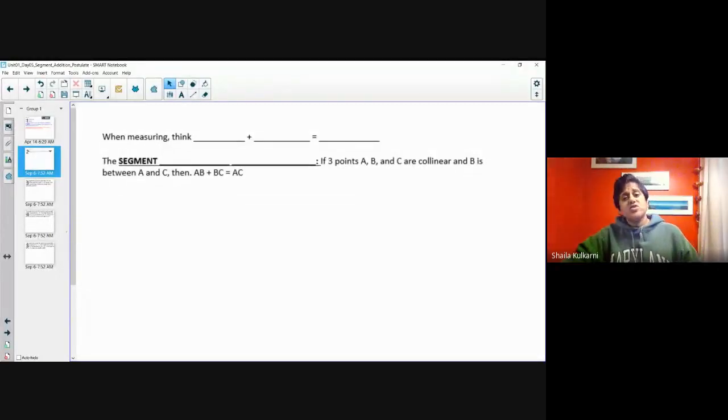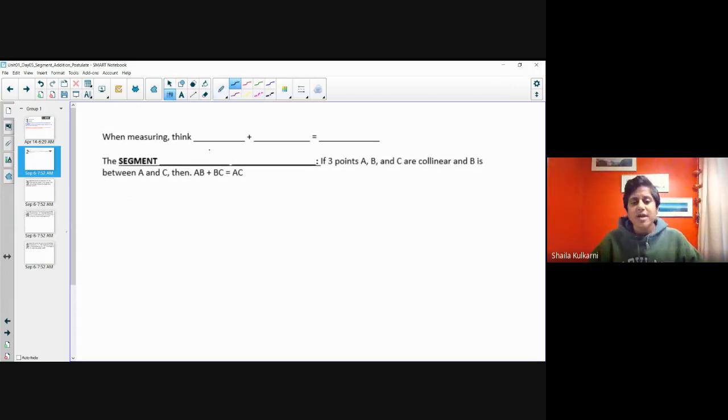Hi guys, so this is just a little intro to the segment addition postulate. You hear that big word, maybe think, oh my gosh, what are we talking about? But just think of this as part plus part equals whole. You've kind of done these before, but you may not have realized the very formal name of segment addition postulate. So that's what we have to think about.